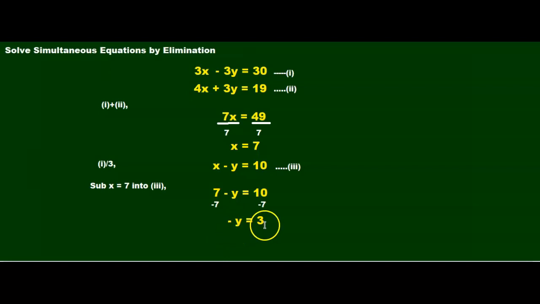And again, we can change the signs across. So we get a positive y equals negative 3. And so our solution is x equals 7, y equals negative 3.